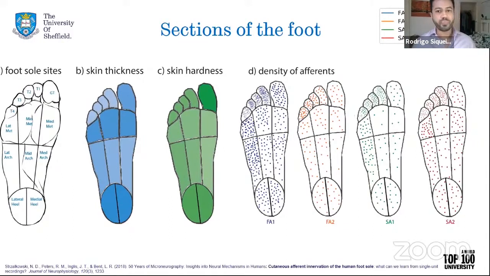Also, as I mentioned, the skin of the foot is not like the skin of the hand. It's not homogeneous. So you have, as you can see on these blue and green foot sole plots, harder regions, which are the darker colors, and softer regions, which are the lighter colors. The same goes for thicker regions and thinner regions. So the heel is always the harder and thicker region versus the arch, which is softer and thinner. Also, the density of each one of those afferents varies in the skin. And this data also came from the microneurography study. So you have the density for each one of those afferent classes.